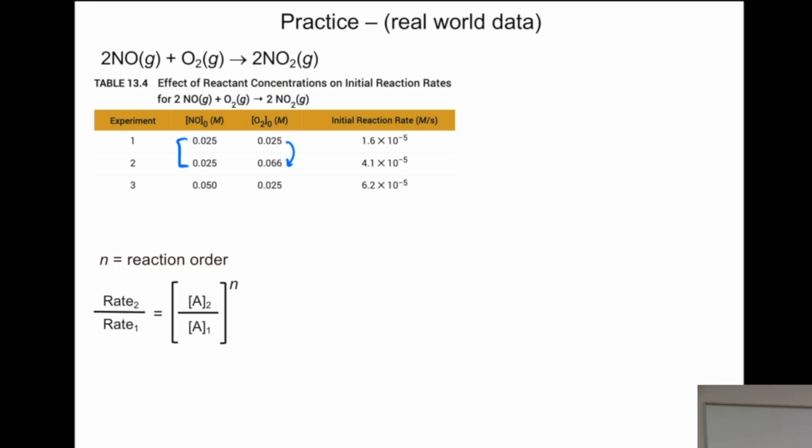0.066 divided by 0.025, so that's 2.64. It increases from 1 to 2, okay? So when that happens, what happens to the rate here? You've got to do it in the same direction. It's kind of funky because you've got these really small exponents. Just punch it into your calculator, make sure you go the right way. We want 2 divided by 1 to give us the increase, so that's going to be 4.1 divided by 1.6. That's 2.56. Again, it's not perfect.